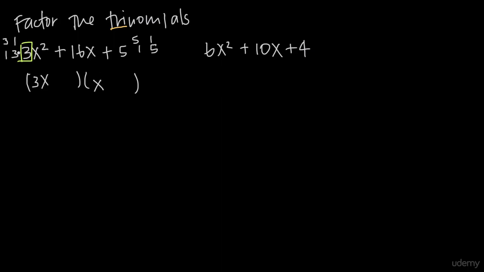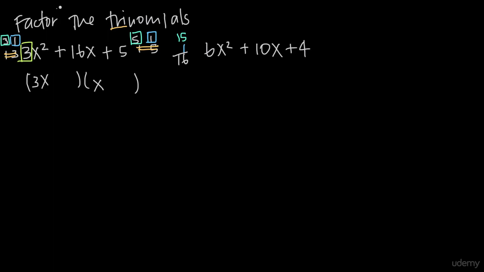Well, we know that our factors of 3 are going to be 3 and 1 no matter what the order, and we know our factors of 5 are going to be 5 and 1 no matter what the order. So we know we're going to have a 3 and a 1, and we know we're going to have a 5 and a 1. So how do we get to 16? Well, what we're going to do is multiply the 3 by the 5, because that will give us 15, and then we're going to multiply the 1 by the 1, and that'll give us 1. And when we add those together, 15 plus 1 is going to give us 16, which is the middle number that we need to get to.